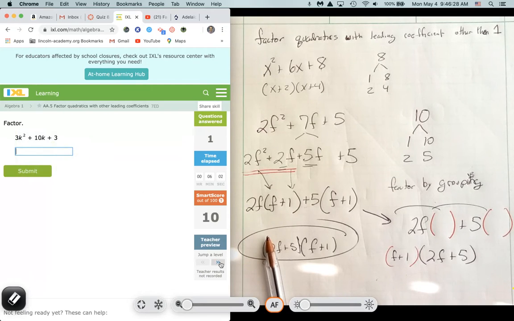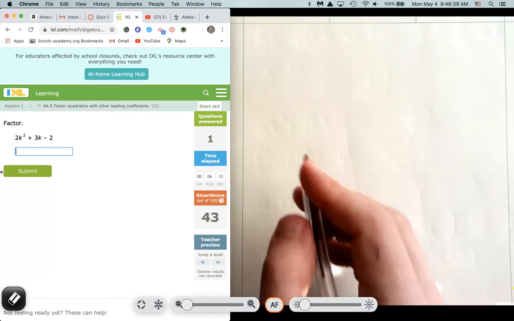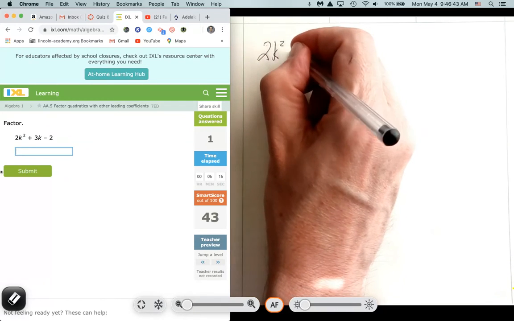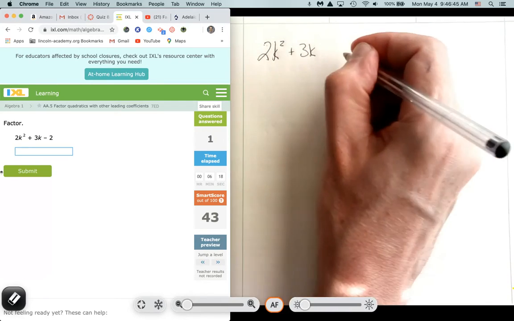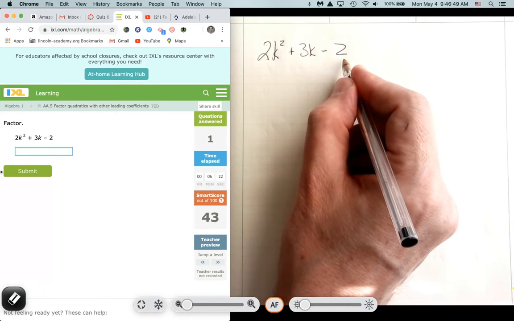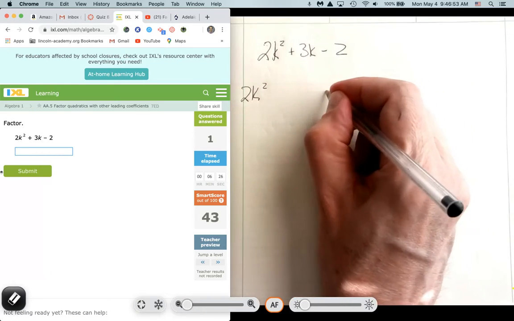Okay, now I'm going to jump ahead because I want to get to some with some minus signs in there, like this one has a minus 2. Okay, but the process is exactly the same. So what you're going to do is you're going to take that 2k squared plus 3k minus 2. You're going to write this as 4 terms. You're going to keep the 2k squared. You're going to keep the minus 2.